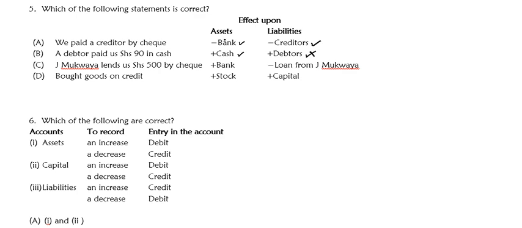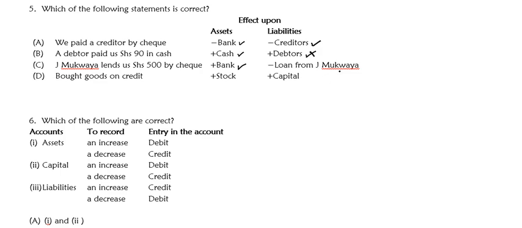Look at the statement up, effect upon assets, liabilities. So a debtor is not a liability, a debtor, that is an asset. So option B, that is asset to asset. Then Game Choir lends us by check, effects upon assets. Yes. Bank increases.